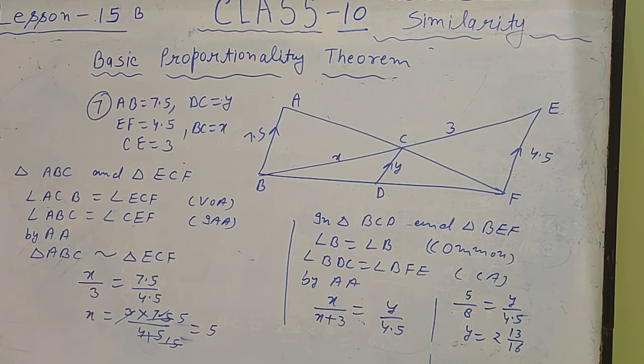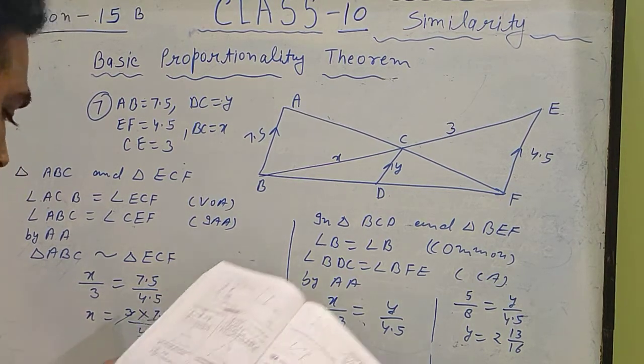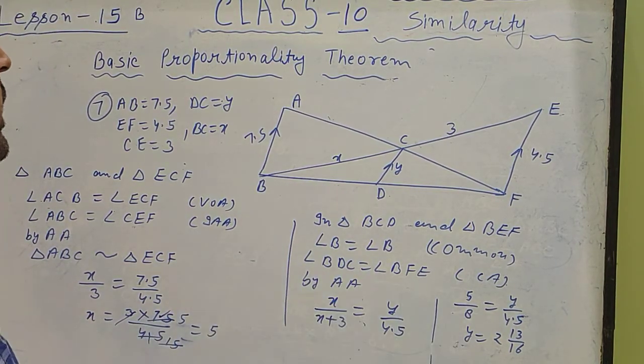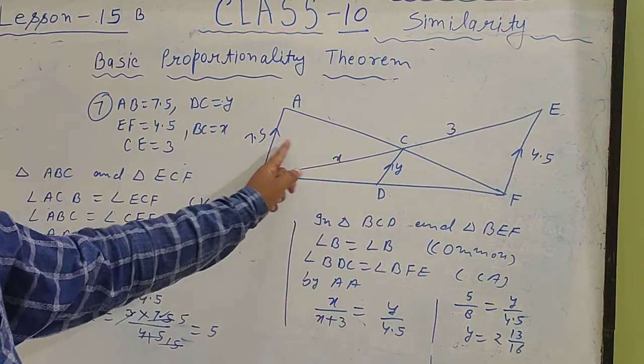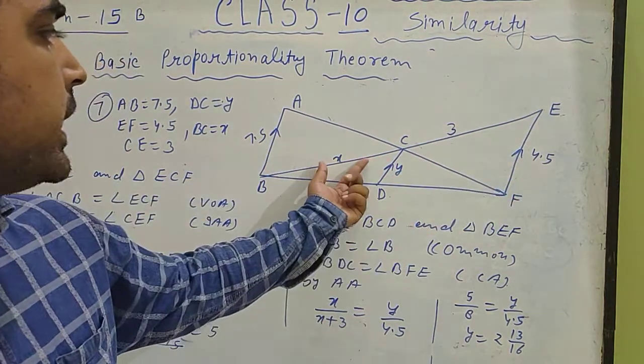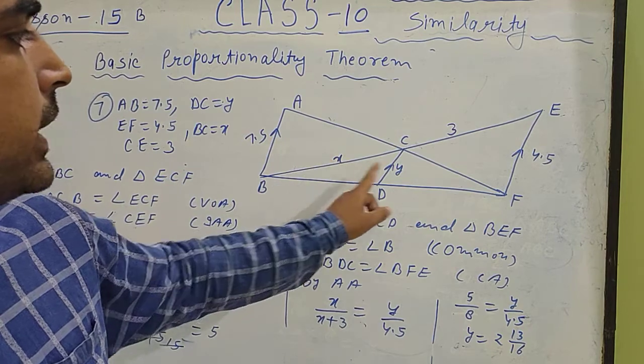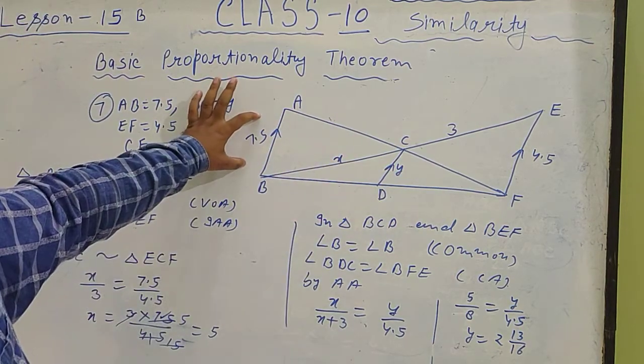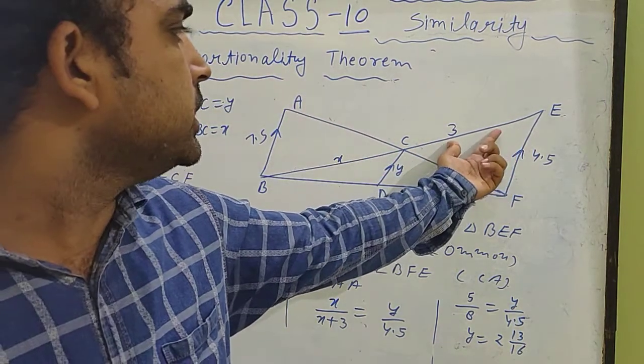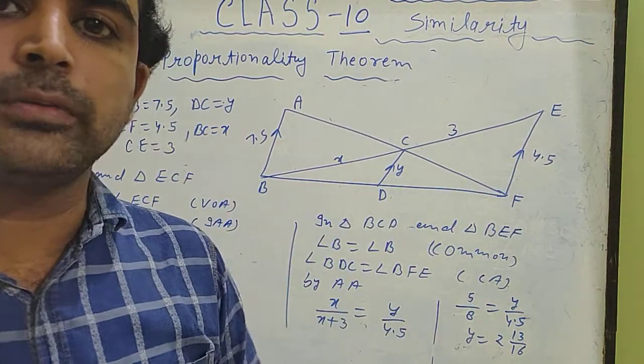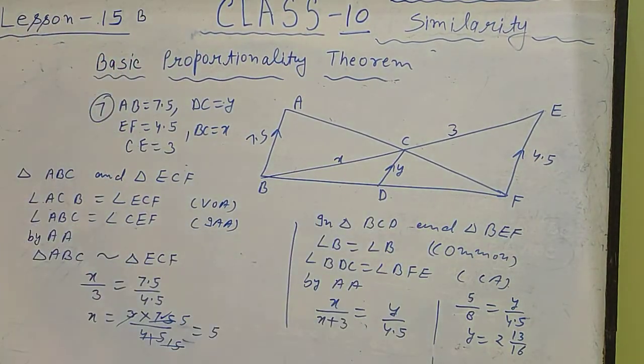Now we solve question number 7. This is the figure. Three lines are given parallel. This line, and this line. This is x, this is y. We have to find x and y. AB is 7.5 given, CE is 3 given, and EF is 4.5 given. We have to find the value of x and y.